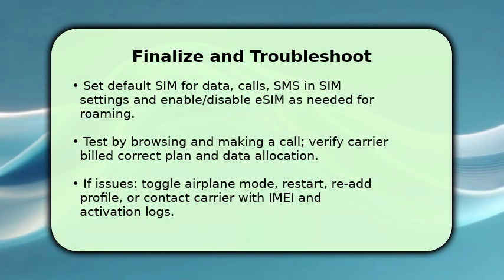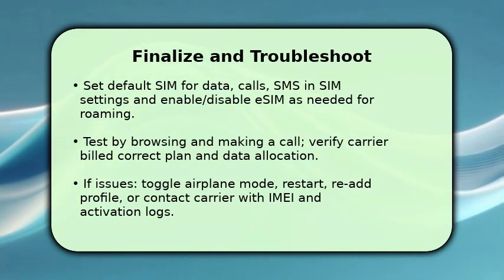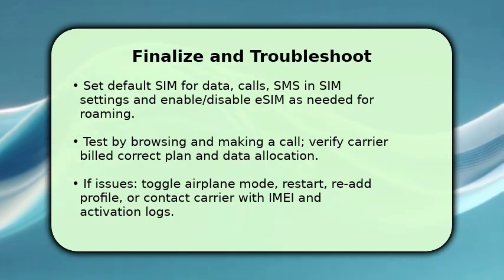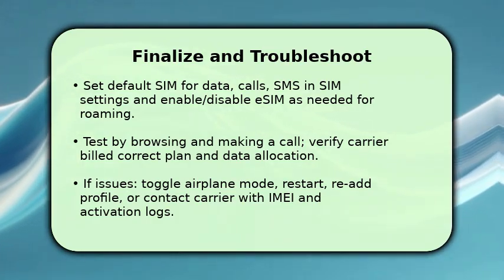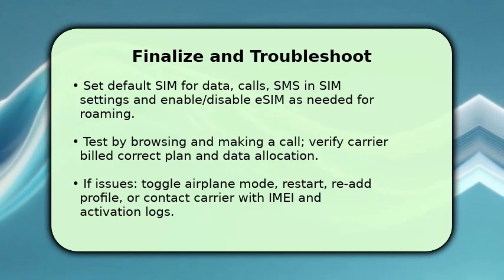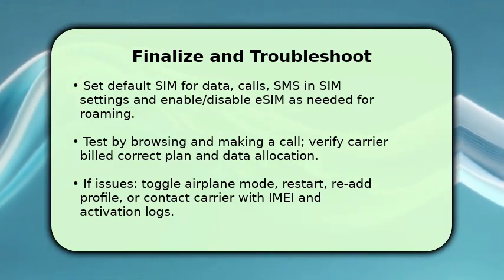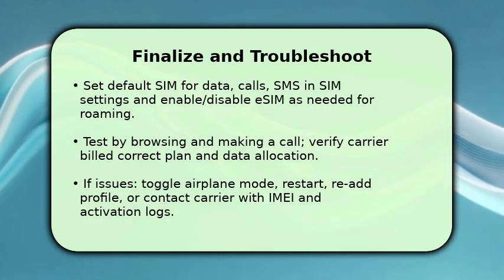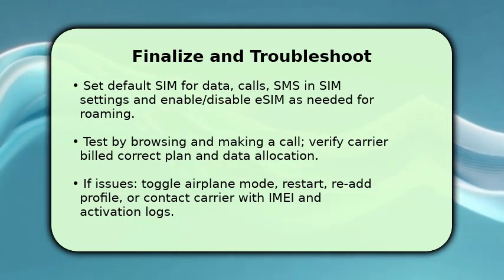You finish by selecting default SIM behavior. Open SIM settings to set the eSIM as default for mobile data, calls, or SMS, and toggle roaming preferences if you travel. Then test connectivity by browsing and placing a short call to confirm service and billing.